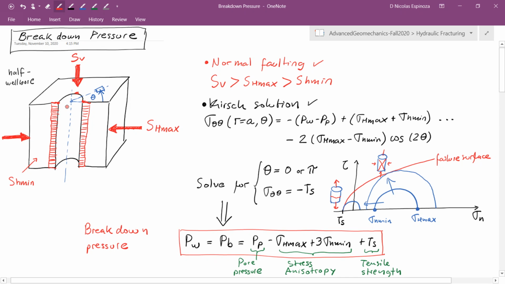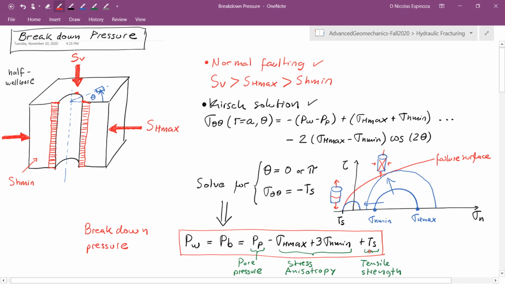All right, that breakdown pressure, PB, depends on pore pressure, depends on stress anisotropy, and also depends on tensile strength. It's more or less obvious that in order to fracture the wellbore, you might need a pressure which is at least higher than the pore pressure. What is less obvious is the effect of stress anisotropy. But as we're going to see, the higher the stress anisotropy, the lower the breakdown pressure is going to be.